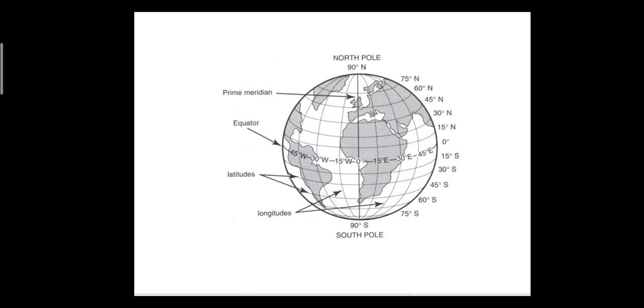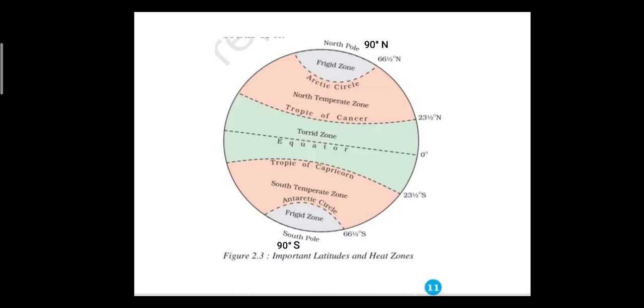So writing north and south is very important, so that it becomes clear where exactly any place is located on the earth. Here, as you can see, this is figure 2.3, and here we can see all the important parallels of latitude. Now this picture you will draw in your copy.